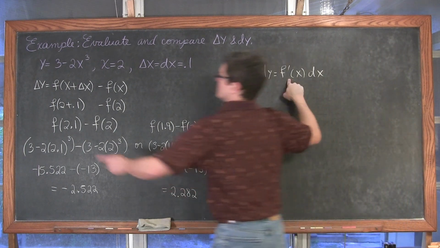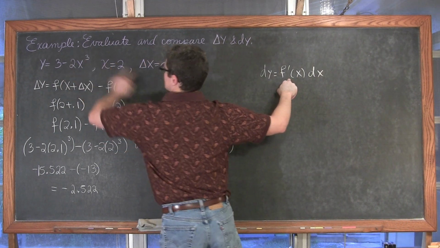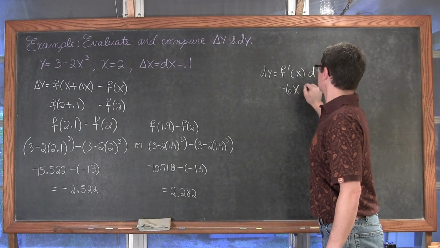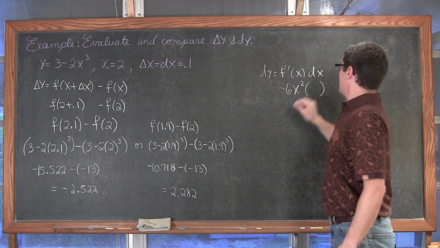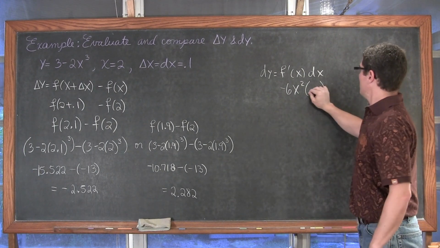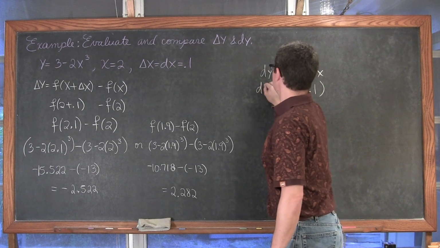So if y is 3 minus 2x cubed, then y prime, or f prime of x, is going to be just simply bring the 3 down. We got 2 times 3, which is negative 6x squared. And then our dx value, our amount of change, is 0.1. And that is going to come out to be dy.